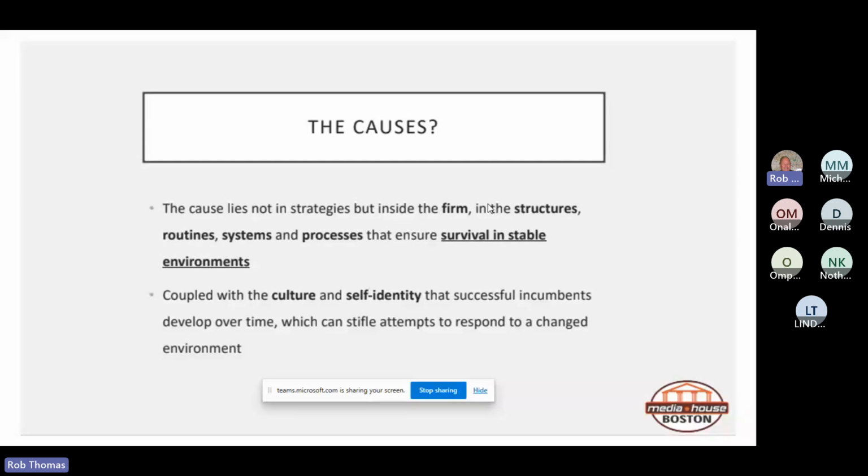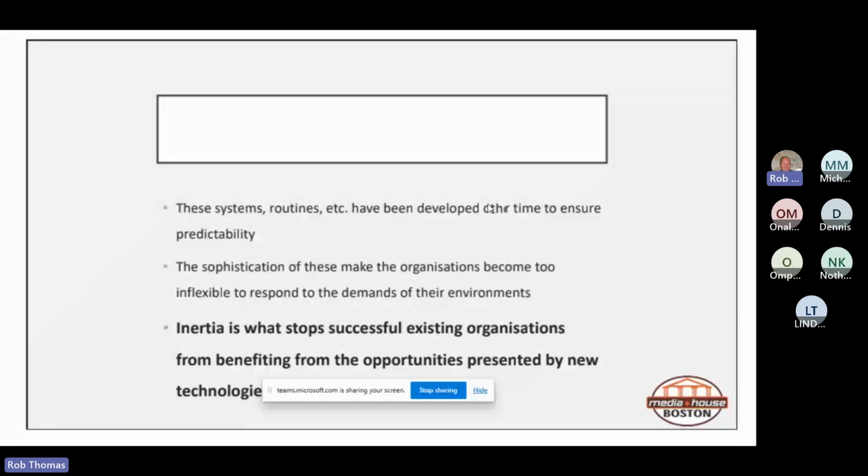Okay, let's have a look then. This is also causes. The systems and routines, etc., have been developed over time to ensure predictability. And the sophistication of these make the organizations become too inflexible to respond to the demands of their environments.